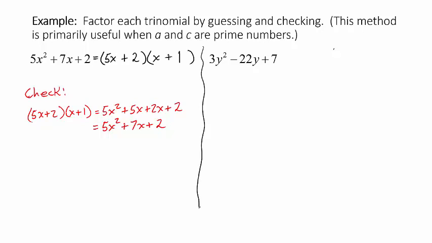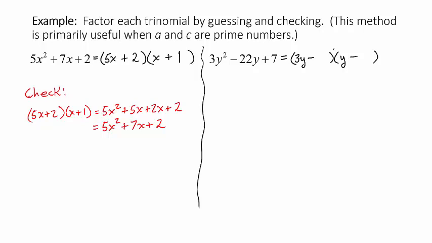Let's try another. So if I've got 3y squared minus 22y plus 7, again, A and C here are prime numbers, right? 3 and 7 are only divisible by 1 and themselves. So there just aren't that many factors to choose from. Okay, so to get 3y squared, I'm going to have 3y and y, right? And then the last term is positive, but the middle term is negative. So they both have to be negative, right?